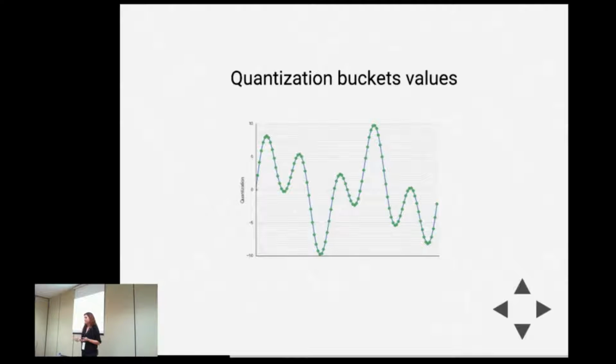So if we're using an 8-bit int, we're going to have 256 different buckets that we can put this data point into. So we're going to look at this data point and say, okay, if I have 256 buckets in the range that my sensor lets me capture, what is the nearest value bucket that this value is going to fall into, and then we assign it that number. So we need to do both.